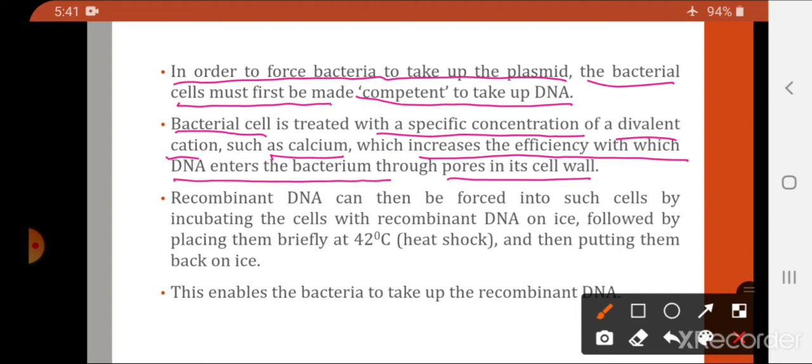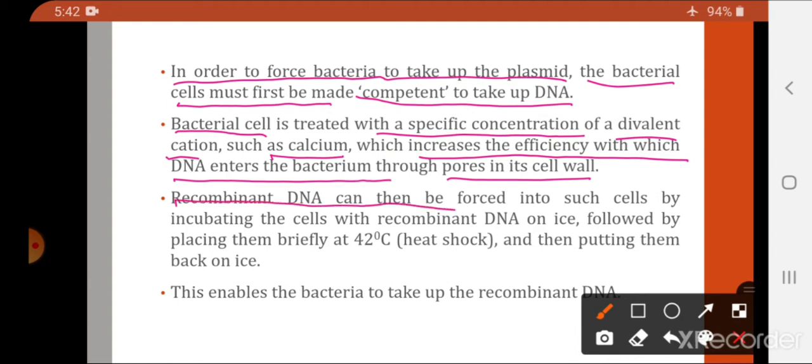So first of all, what happens? In this particular method, the bacterial cell is treated with divalent. Divalent यानी जिसकी valency 2 हो. So the bacterial cell is treated with a divalent cation, say for example calcium. By treating the bacterial cell with the divalent cation, what happens? The pores are made in the cell wall, and through these pores the DNA will enter the bacterium.